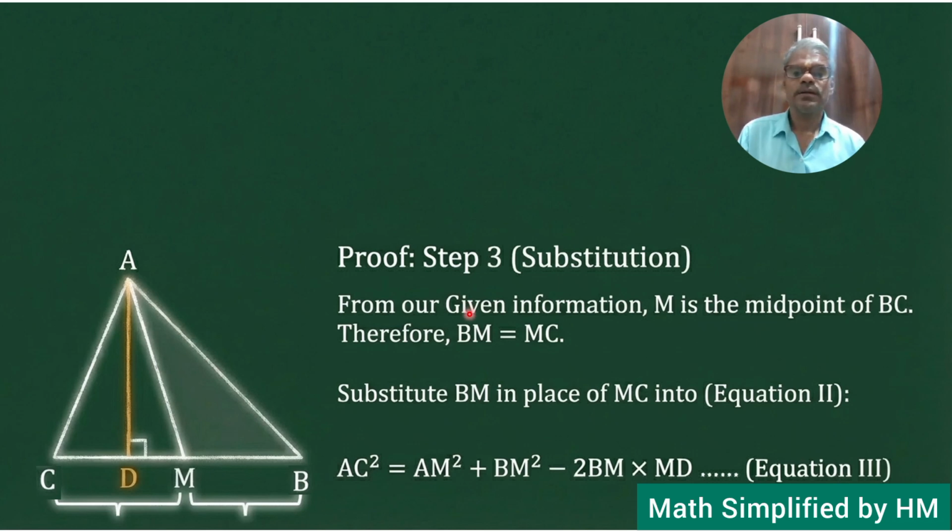Further step: from our given information, M is the midpoint of BC, therefore BM is equal to MC. Substitute BM in place of MC into equation 2. We get AC² = AM² + BM² − 2BM·MD as equation 3.